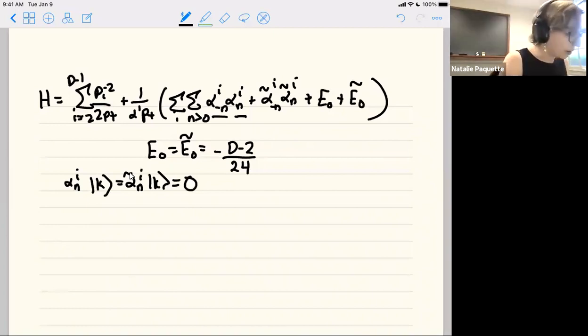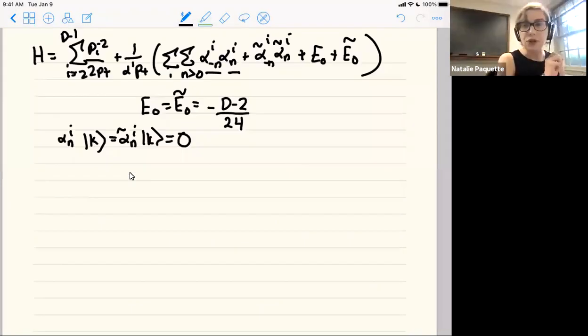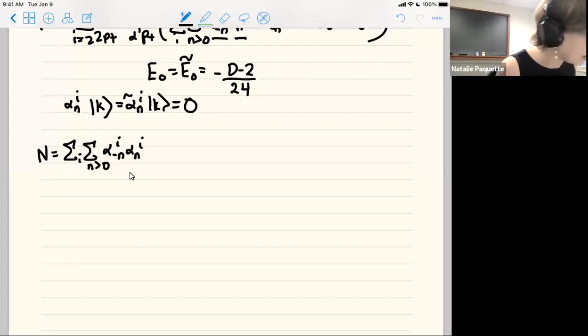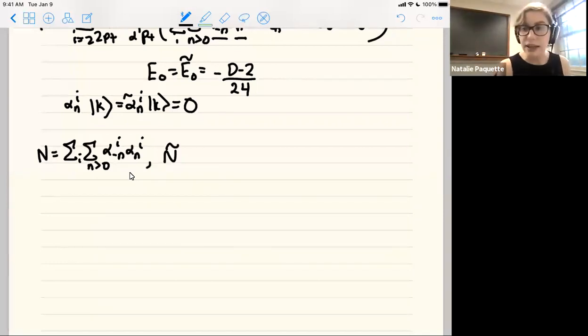Let me also, before I do that, mention one thing briefly and introduce a little bit of notation, which is that it's convenient to define these oscillator numbers again, which you've probably already seen in the context of the harmonic oscillator. So this is the oscillator number, similarly for the right movers with a tilde.